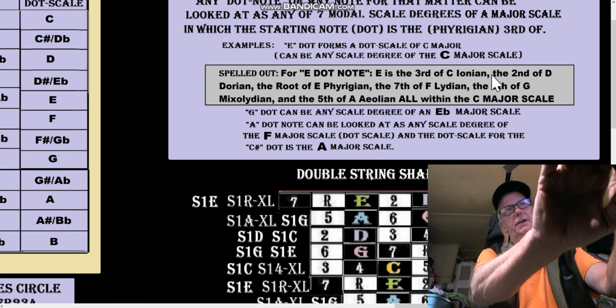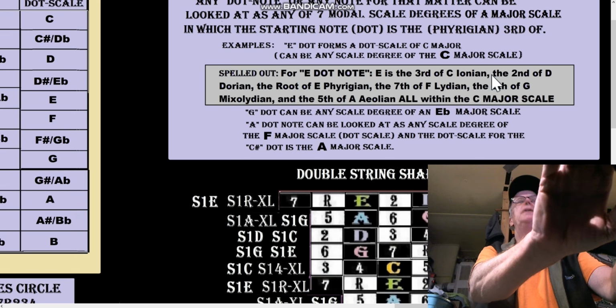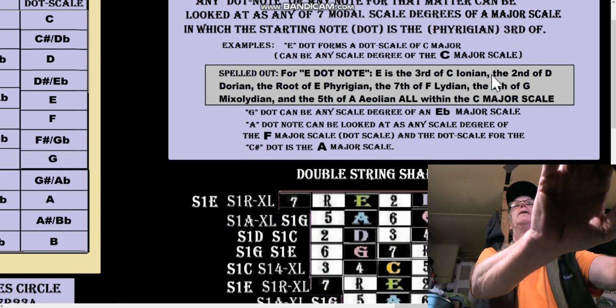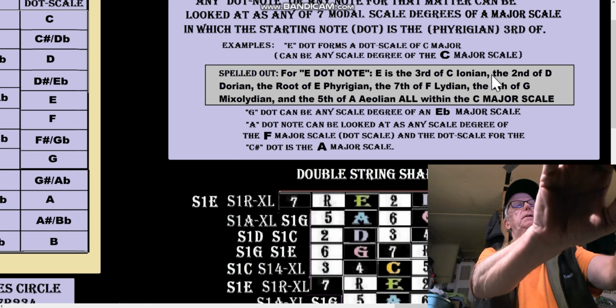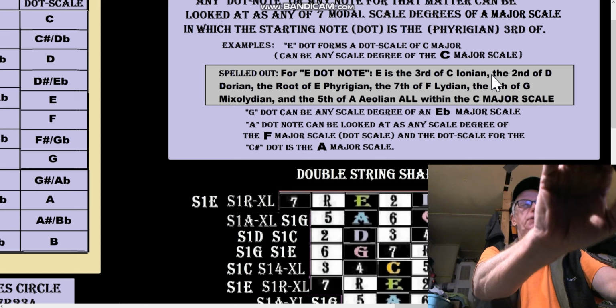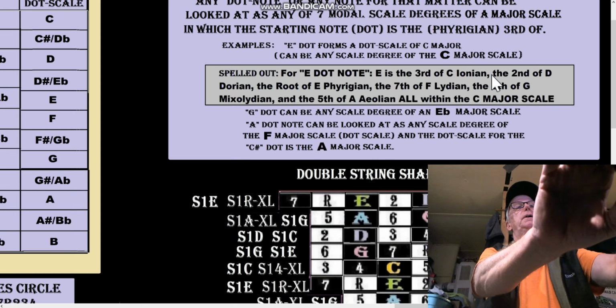So it's the third of Ionian, fourth of Locrian, fifth of Aeolian. It's the sixth of the Mixolydian scale. Okay. And it's the seventh of the Lydian. It's the root of the Phrygian. So you see how the one note has 7 qualities. For the Dorian, it's the second, and it's the third of the Ionian.